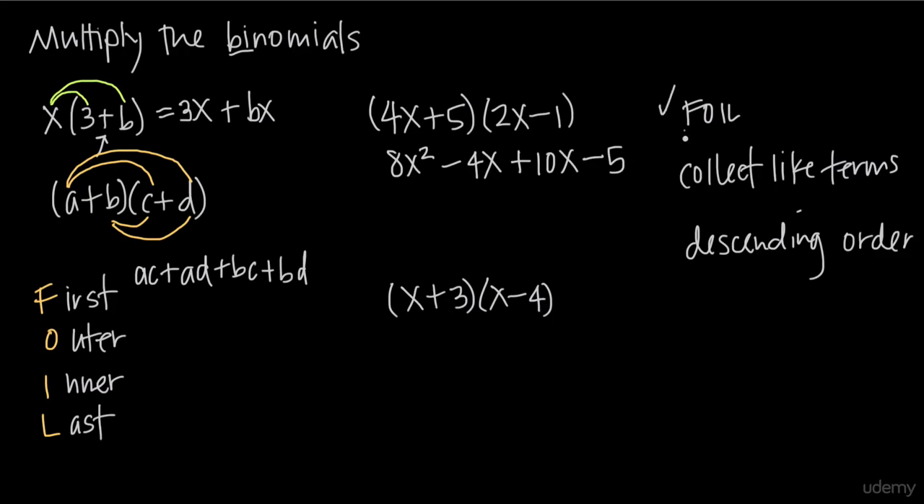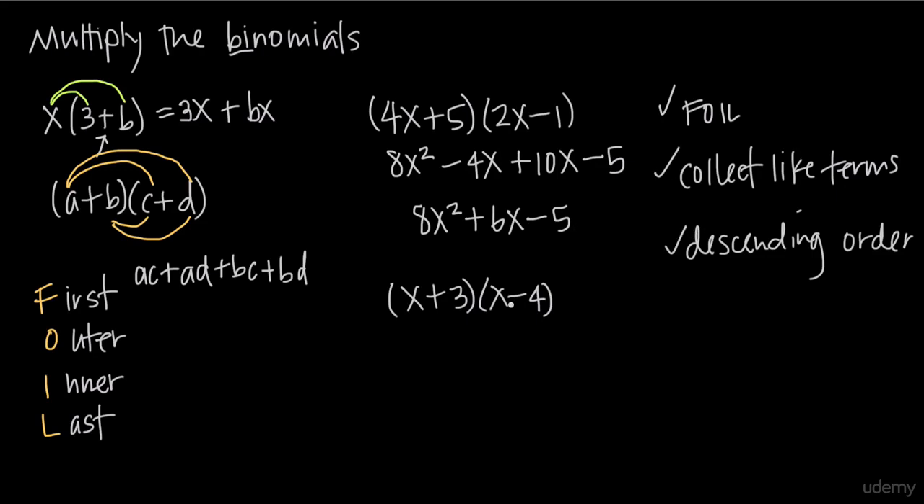So we FOILed. Now we want to collect like terms, and if we see here, we have a negative 4x and a positive 10x. Those are like terms. So adding those together, we're going to get a positive 6x. So then we say 8x squared plus 6x minus 5 is our final answer. The terms are already written in descending order because we start with the largest, x squared, then we drop down to x to the first, and then we list the constant. So we're done here.